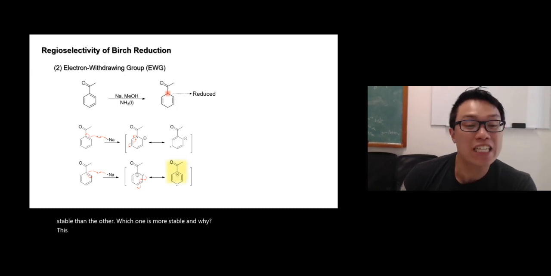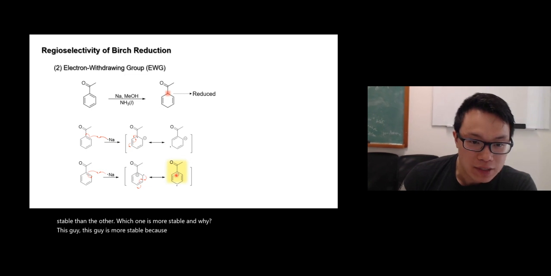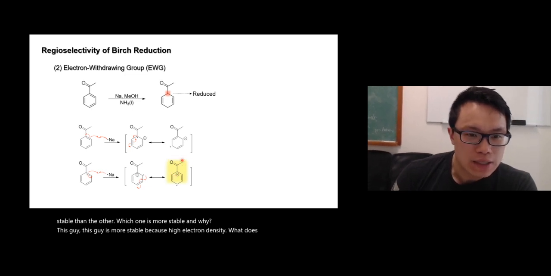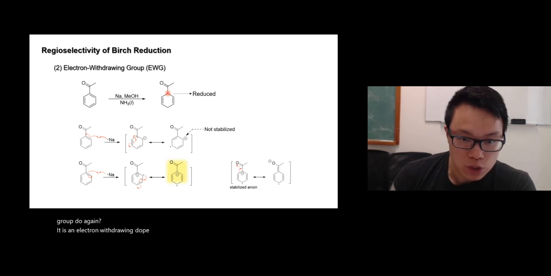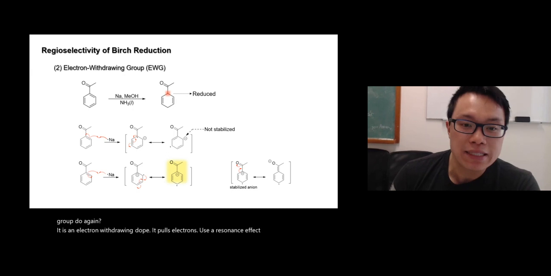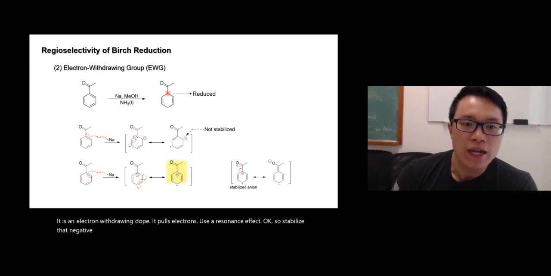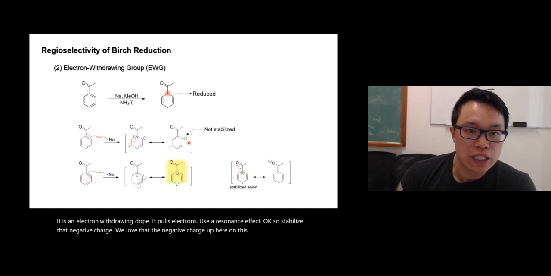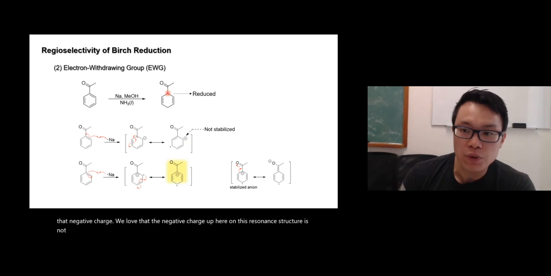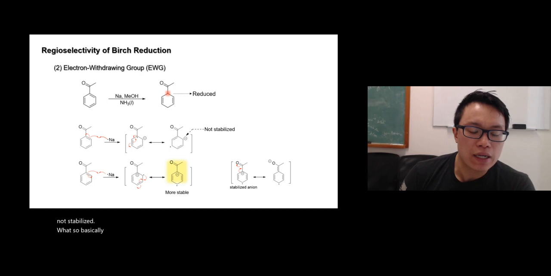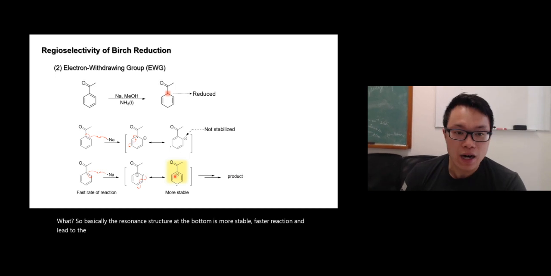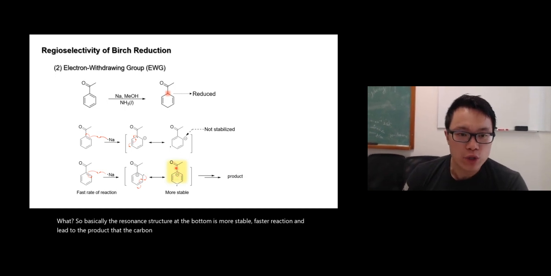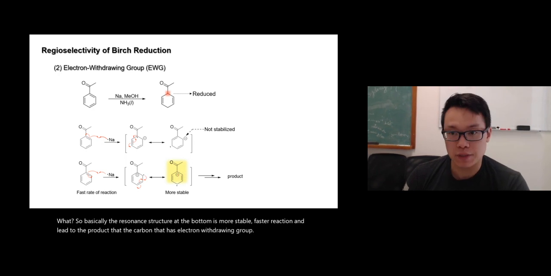This guy. Okay, this guy is more stable because of the high electron density. What does this acyl group do again? It is an electron withdrawing group. It pulls electrons using a resonance effect, so it stabilizes that negative charge. We love that. The negative charge up here on this resonance structure is not stabilized. So basically, the resonance structure at the bottom is more stable, a faster reaction, and leads to the product where the carbon that has the electron withdrawing group becomes reduced.